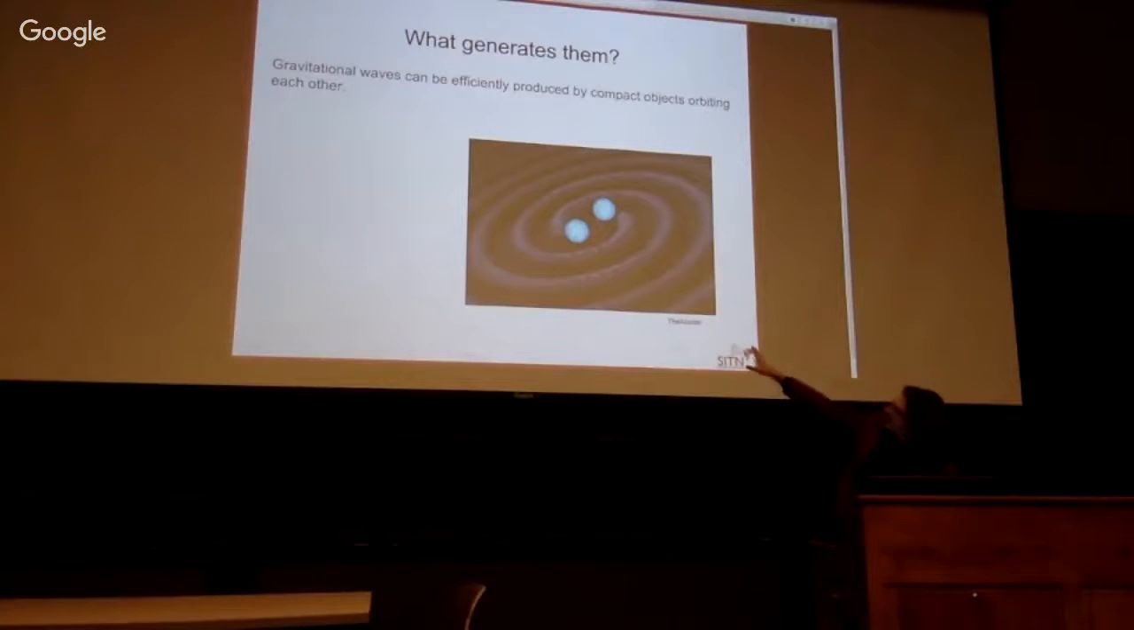And as you can see in this image, in this artistic image, of course, you see the space-time bent, and that bending is due to, oops, I think I dropped this. That bending is due to the passage of gravitational waves.